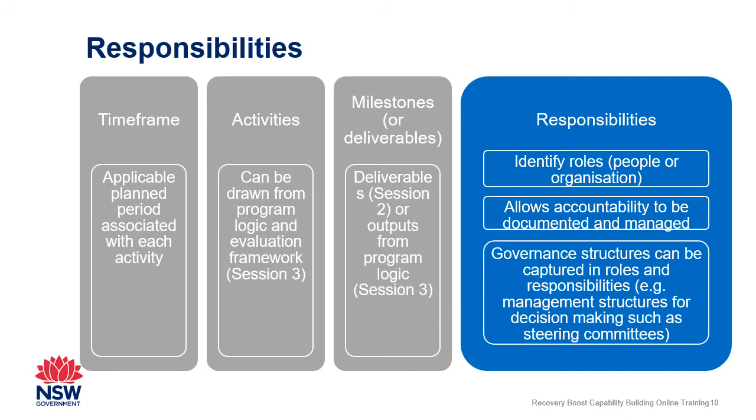As part of the responsibilities section in your project plan, you need to identify the roles for each person involved in the project, including who is responsible for each activity and task that will be undertaken. This allows accountability to be documented and managed over time, including when changes are made to the project design. Governance structures can also be captured in roles and responsibilities, including reporting lines and management structures.